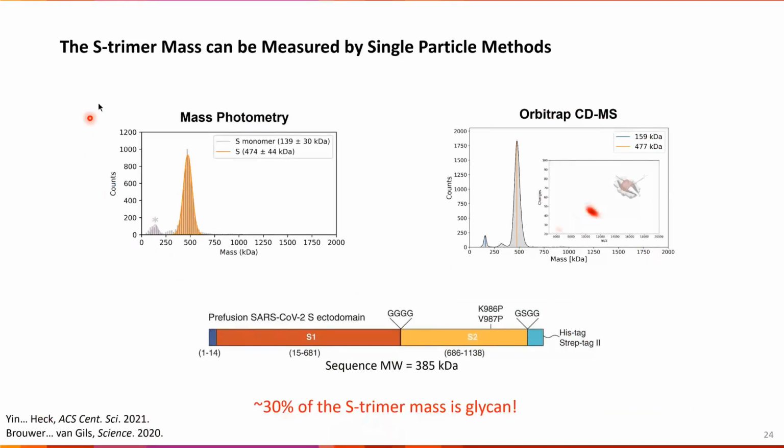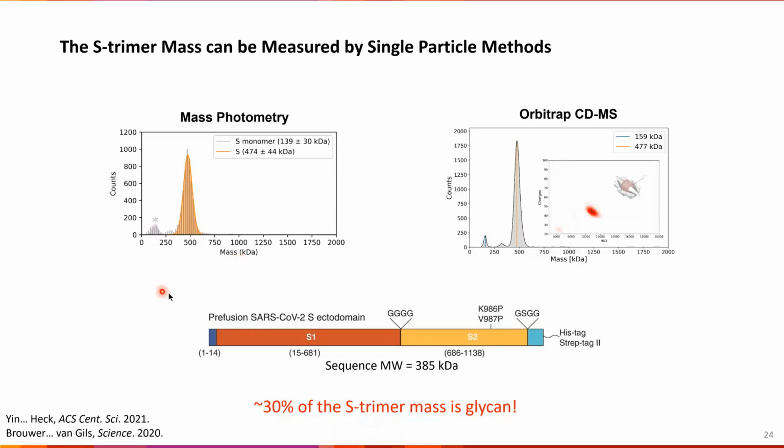We tried both mass photometry and charge detection mass spectrometry on the spike trimer, and it turns out that we can measure the mass of this species really quite well. On the left here is the mass photometry data, and on the right we have the charge detection data. They both agree with each other quite well. We measure a mass of about 475 kilodaltons, and that corresponds to the spike trimer. In both cases, we also see smaller species that correspond to the spike monomer.